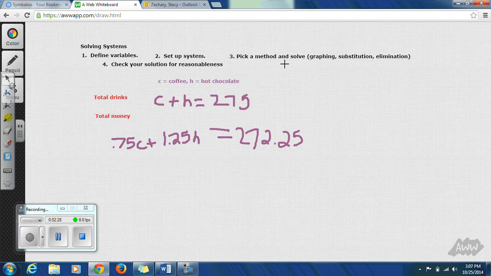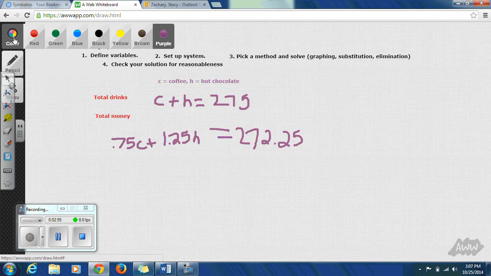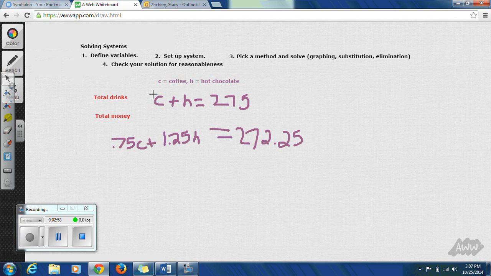Pick a method and solve. Graphing, substitution, elimination. You can use whatever method. For the purposes of this video, I'm going to choose elimination. If I were to add these two equations together, combine them to make one, it's not going to give me anything that cancels out immediately. However, thinking ahead, what can I multiply all of this equation by where something might cancel out here?